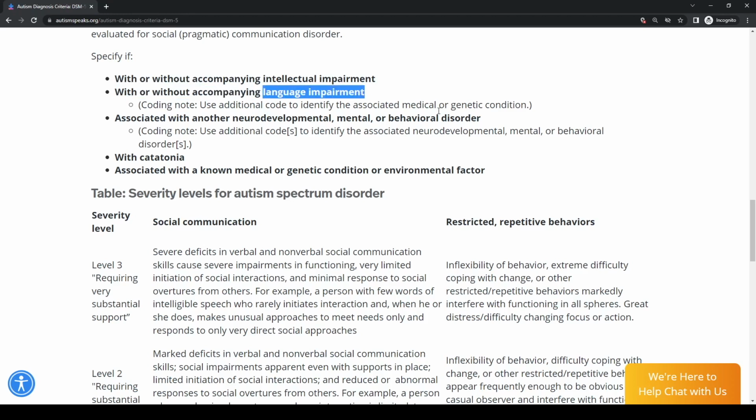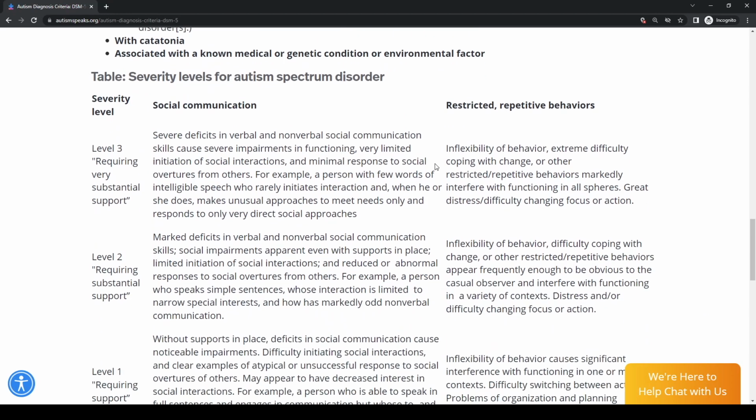Most of them have a language impairment just because of the lack of social interaction, lack of play, and limited interest and so on, right? So let's go on and talk about the levels.